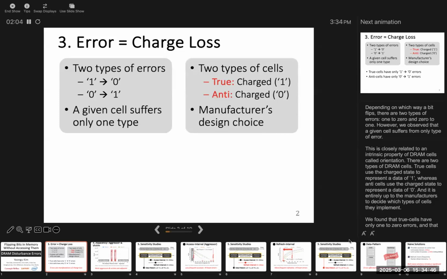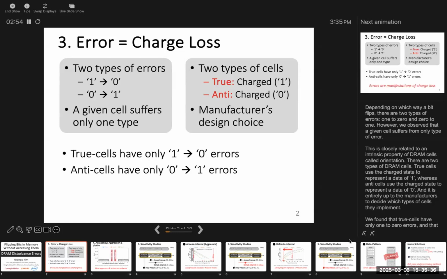There are two types of cells, those known as true cells and the others known as anti-cells. True cells are those which use the high voltage level to indicate the logic 1. And anti-cells are those which use the high voltage level to indicate the logic value of 0. Which memory modules use which type of memory cells depends upon the manufacturers, it is their choice. Why is this important? Because the number of errors, or the behavior of the errors they observe, depends upon the type of the cells used in those memory modules. That's why they first want to explain what the true memory cells and the anti-memory cells are.